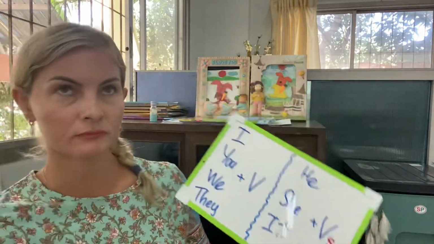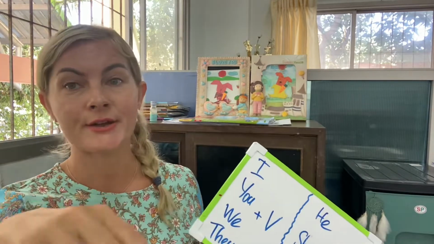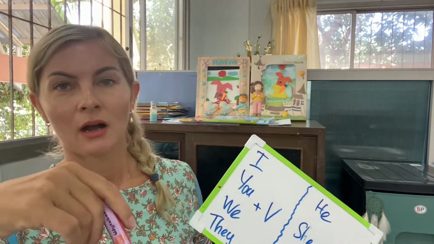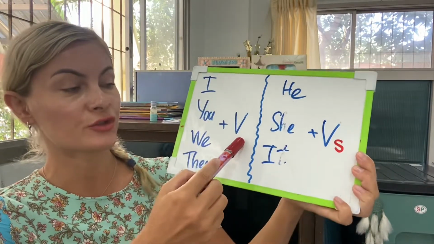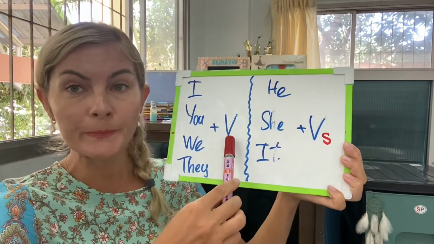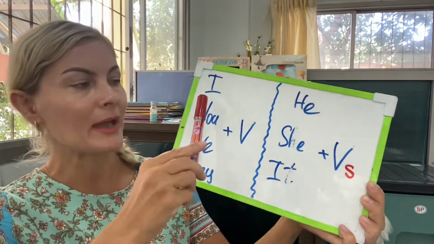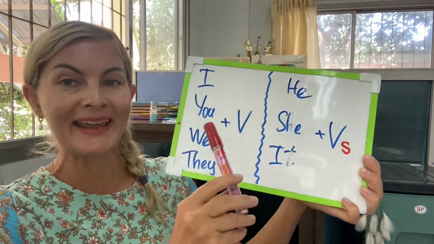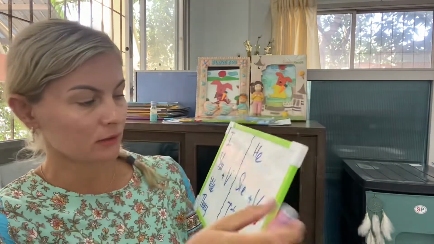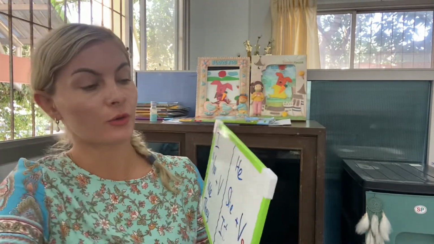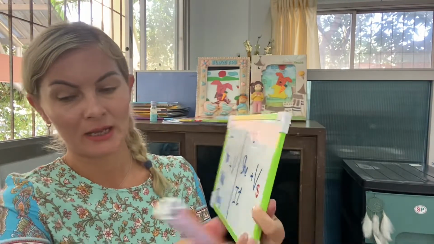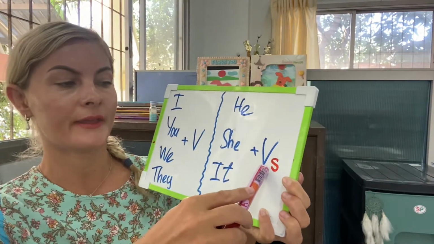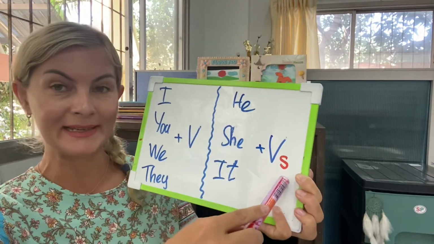For example, I play basketball every day, or I go to school every day, or I go to school from Monday to Friday, and so on. So how to make present simple? With I, you, we, they, we use just the normal base verb. Like for example, if I use play, it will be I play, you play, we play, they play. And if we are talking about he, she, it, we put s at the end, right? So he plays, she plays, it plays.